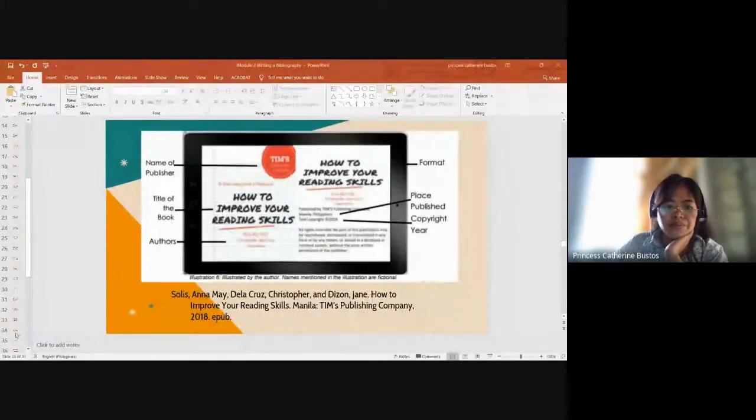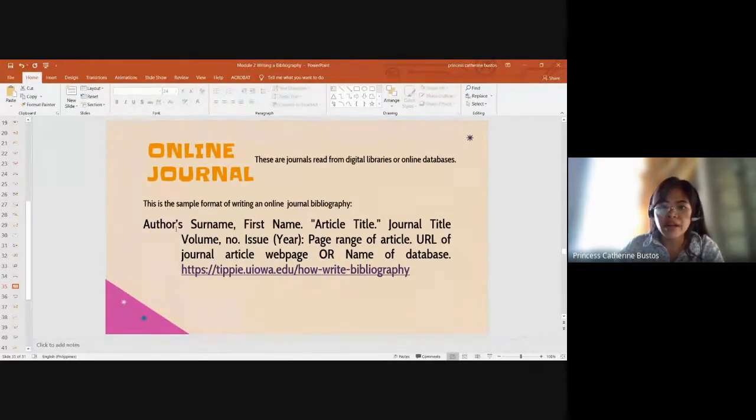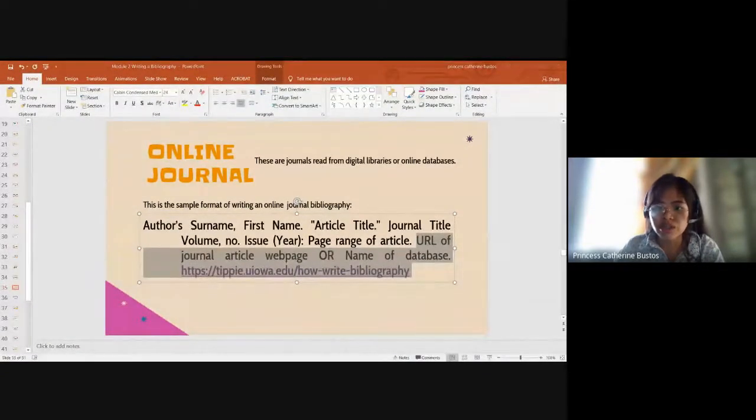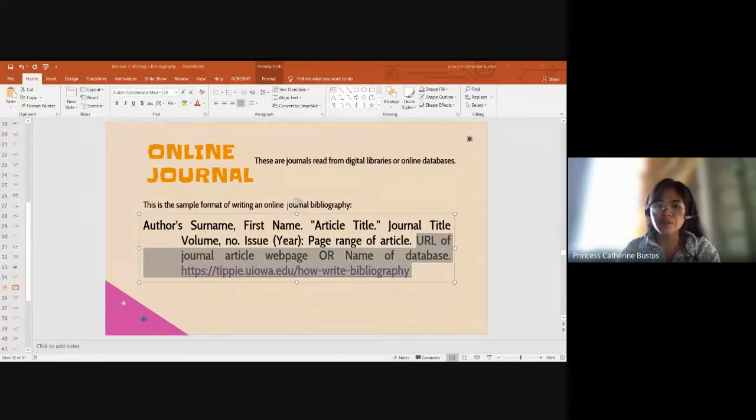Next, we have online journal. So when we have an online journal, it's the same format as our journal. However, at the end, what did we add to our journal? Online journal. Mia. The URL. Very good. So in our online journal, we have the same format as the printed journal. However, at the end, we add the URL. So let's have an example.